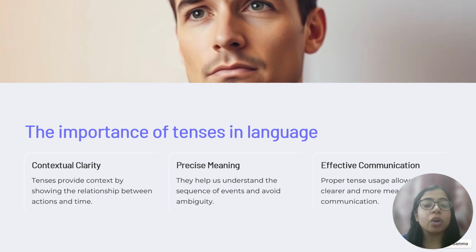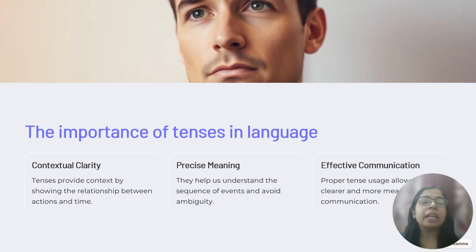Now first is contextual clarity. Tenses provide context by showing the relationship between actions and time. So what is context? It means the meaning of the sentence as a whole. Without the context, the sentence is nothing. We have to know the context of the sentence, what the sentence is saying to us. So tense provides us the relationship between action and time, when the action is taking place.